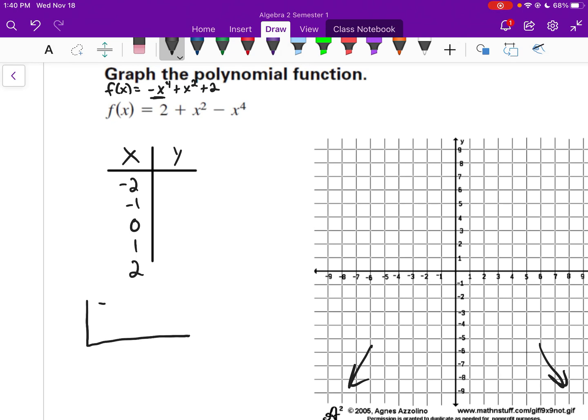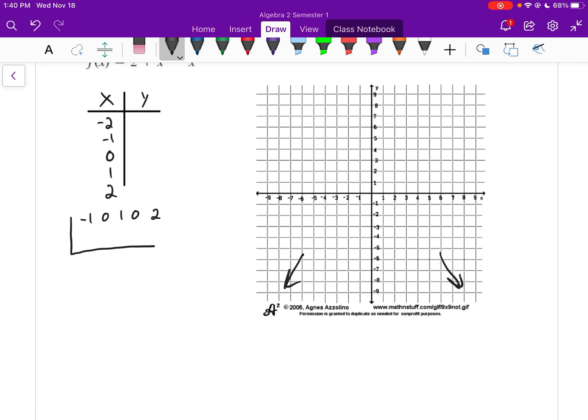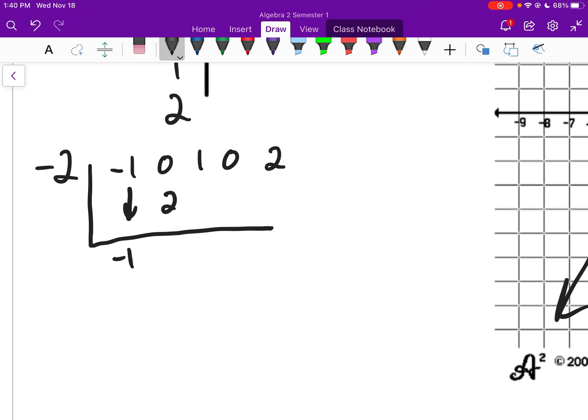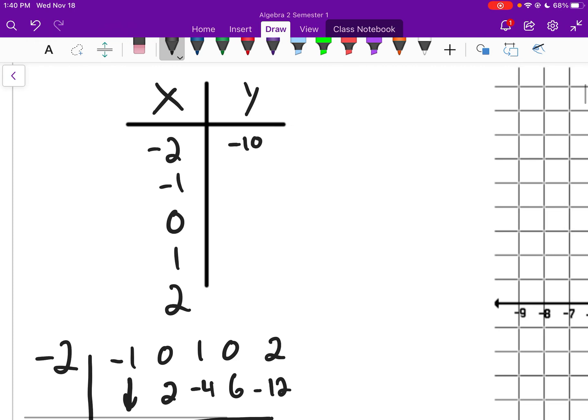For x to the fourth, we had a coefficient of -1. X cubed was missing, so that's 0. X squared, the coefficient was 1. X was 0, and our constant was 2. When we set that up, let's evaluate for -2. Bring down that first term, multiply, add, multiply, add, multiply, add, and then finally multiply again and add. We get -12 plus 2, so -10. So -2, -10.